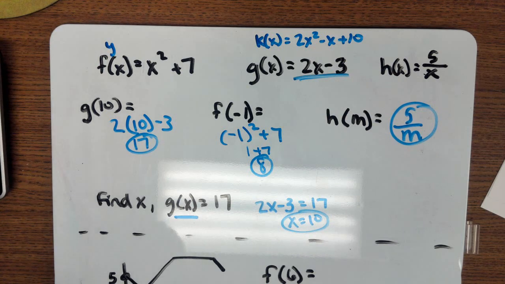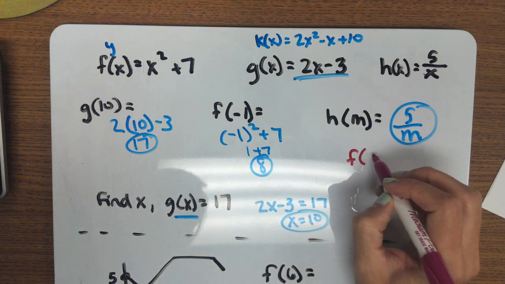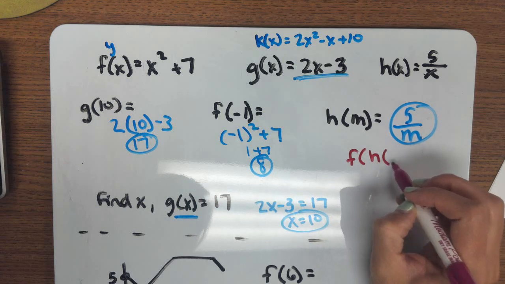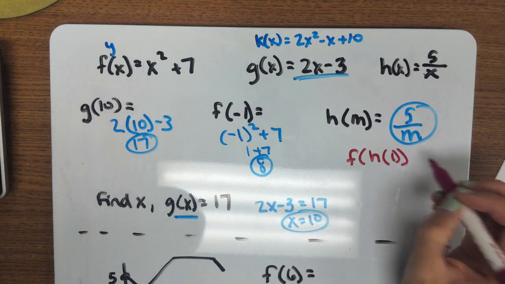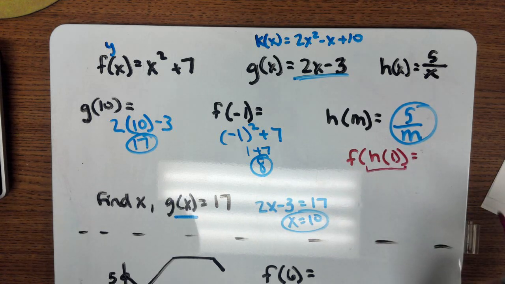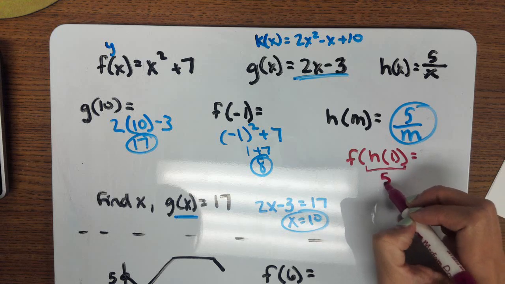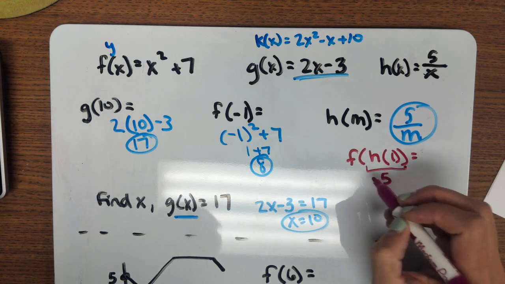If we want to look at composition, so I'll go ahead and do some compositions. We could say a couple different ways. We could say find f of h of 1. So we'll start easy. So then you always start from the innermost function and work your way out. So I'm going to take 1, substitute it for x. So that is all going to become 5 because it's 5 over 1.